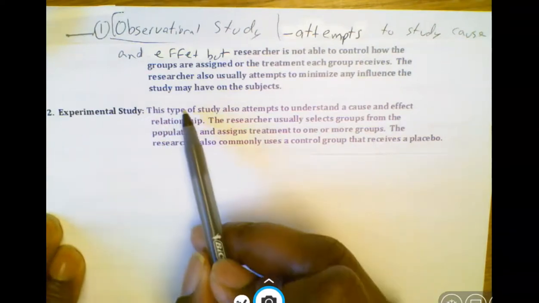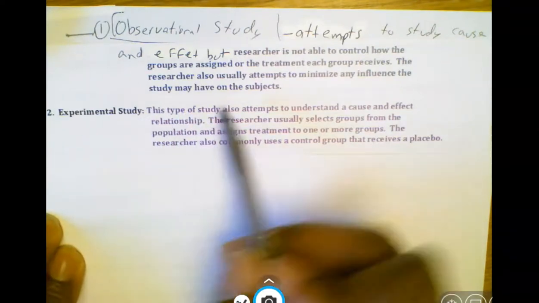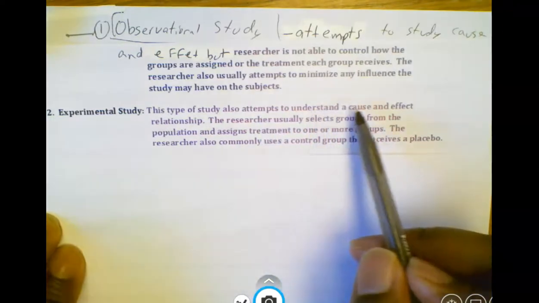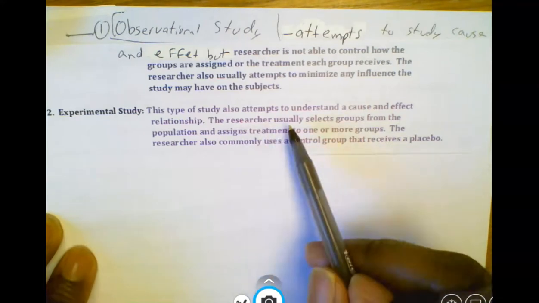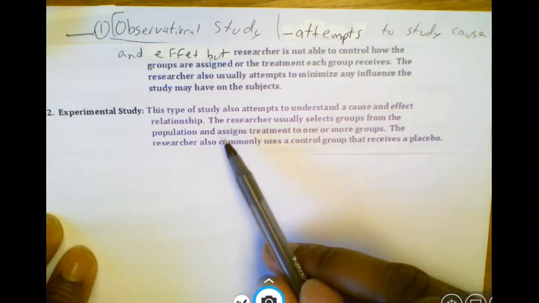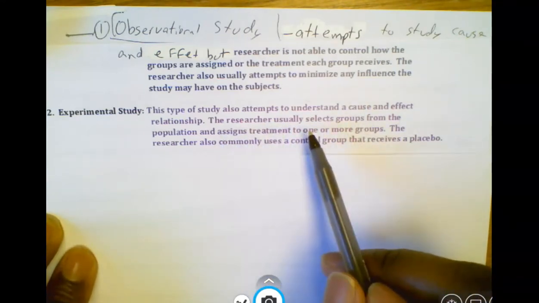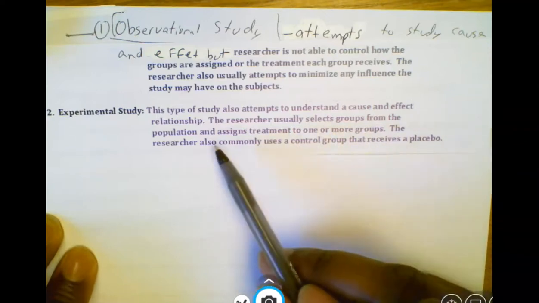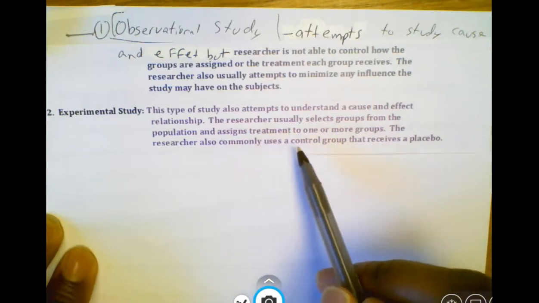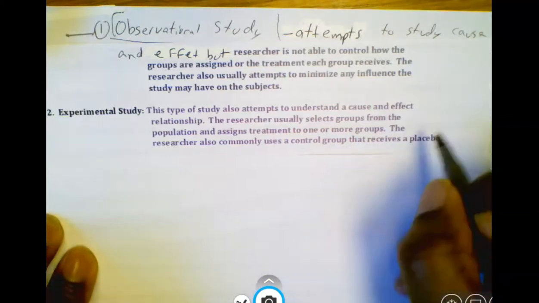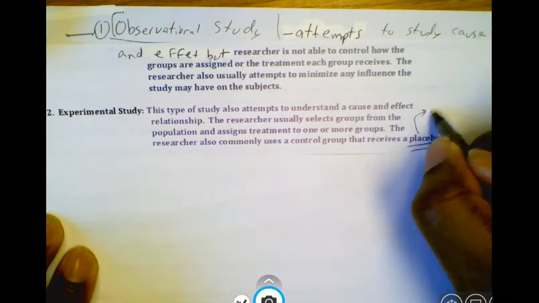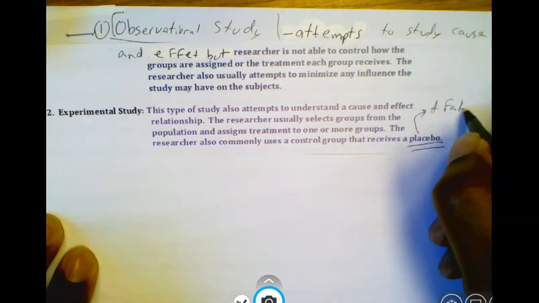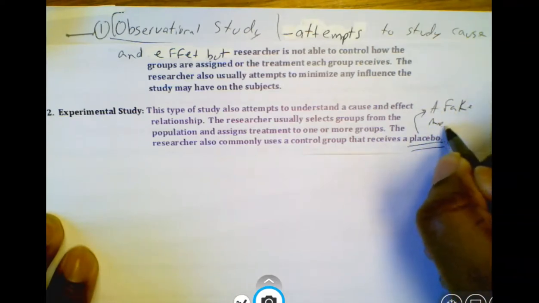The next one is an experimental study. This type of study also attempts to understand a cause and effect relationship. But this time, the researcher usually selects groups from the population and assigns treatment to one or more of the groups. The researcher also commonly uses a control group who receives a placebo. A placebo basically means fake medicine.